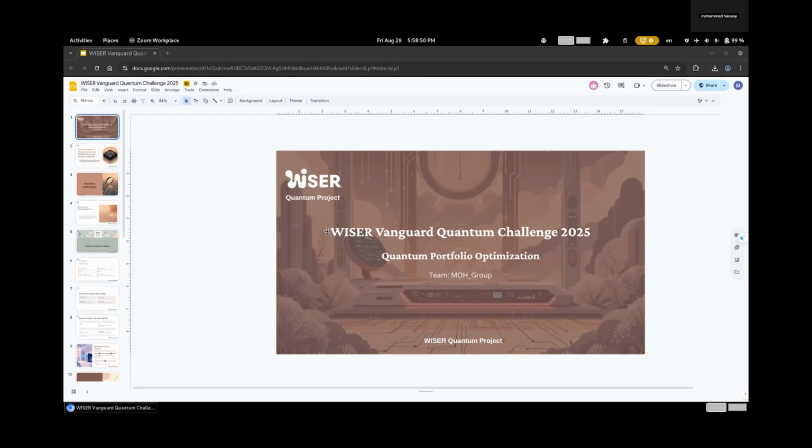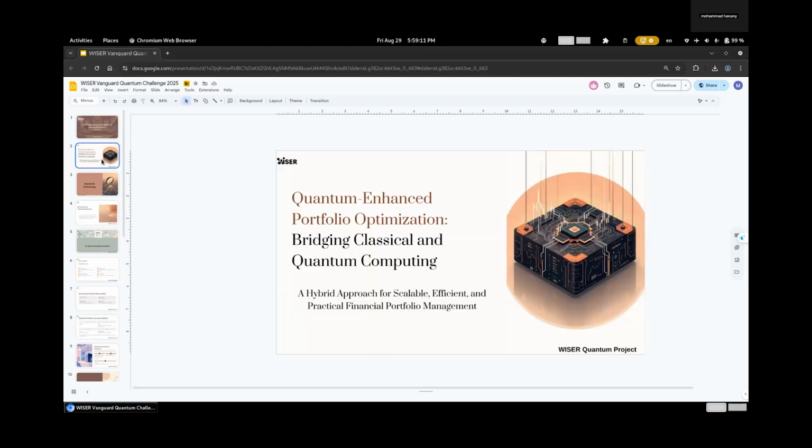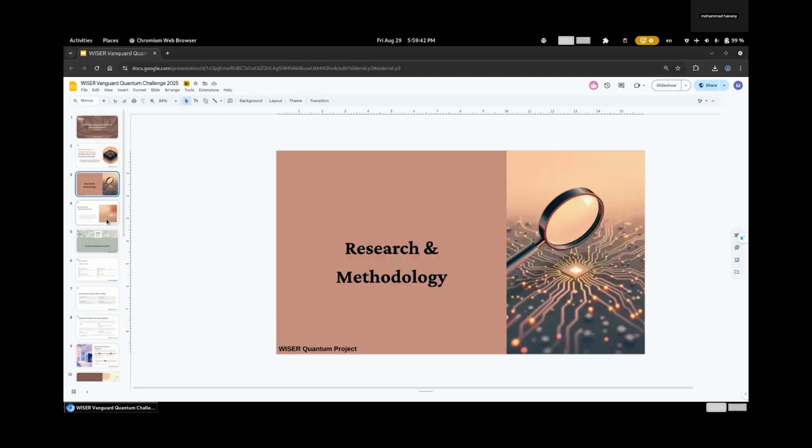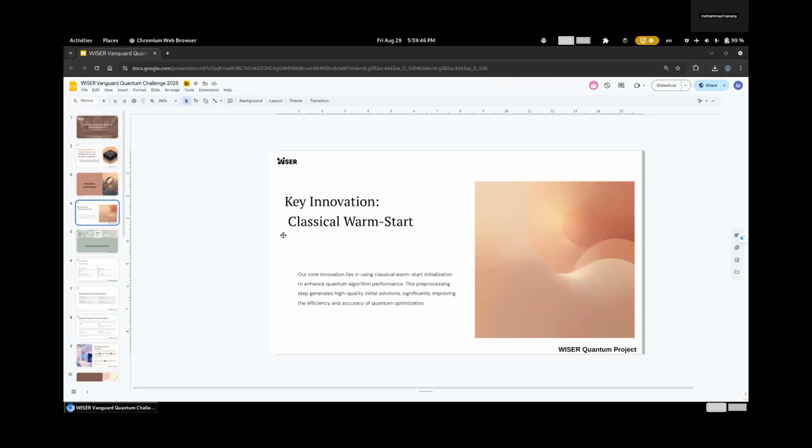So we asked ourselves another question: why can't we merge them together and get the advantages from classical solvers like Gurobi and quantum solvers like QAOA or VQE? So we built our approach: quantum enhanced portfolio optimization. We are bridging classical and quantum computing. Our approach is a hybrid approach. For scalability, we solve the problem of time consumption from classical, and solve the problem for QAOA and VQE that suffer from initialization at the beginning of the algorithms. So the innovation is classical warm start.